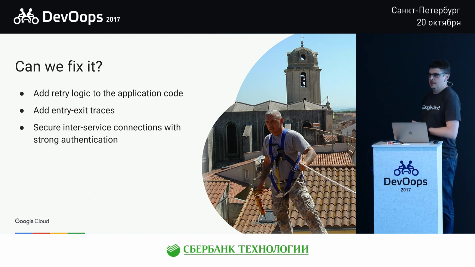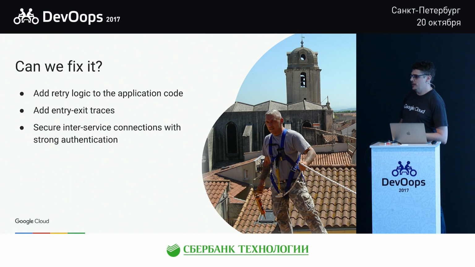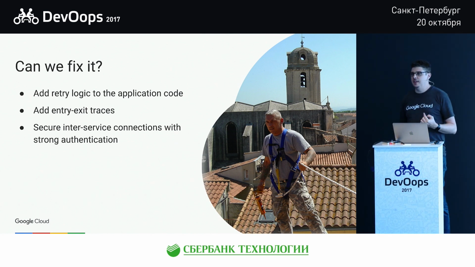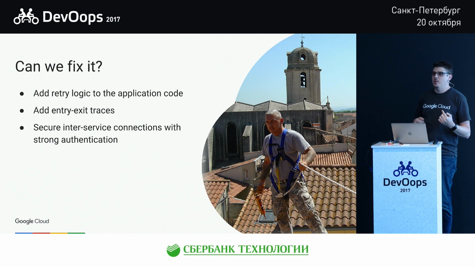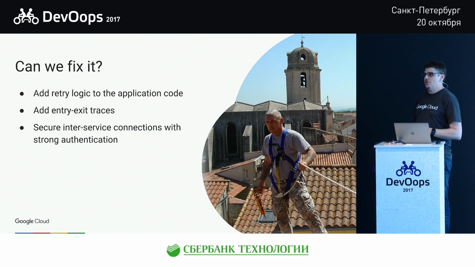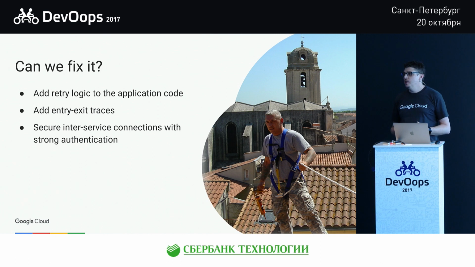Can we fix this? Well, there's a few things that we can do on top of the system we already have. We can do things like take our applications and say, well, if the RPC doesn't work the first time, try again. And then if it doesn't work after that, maybe wait a little bit longer and try again, or add some jitter and try randomly over time. We can add entry and exit traces to say this thing started and this thing finished, which, to me, sounds like print debugging.